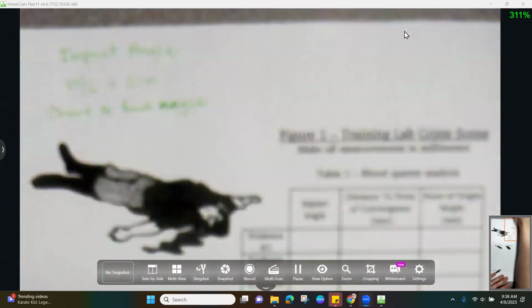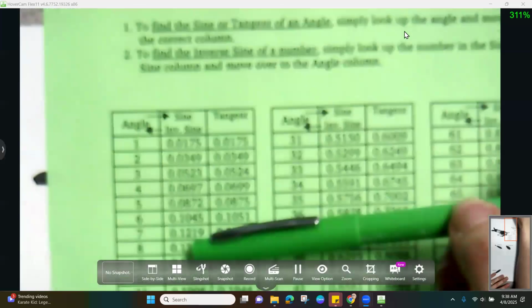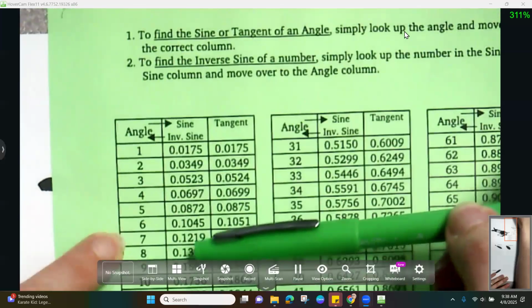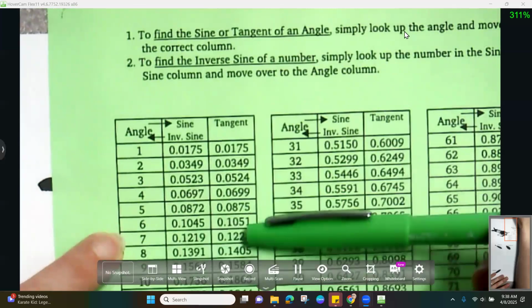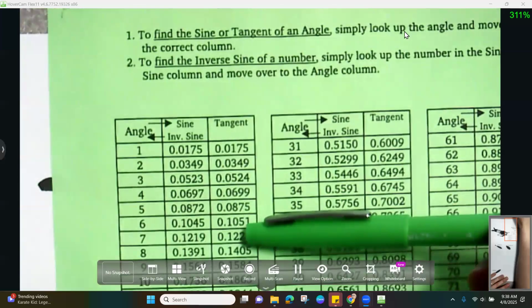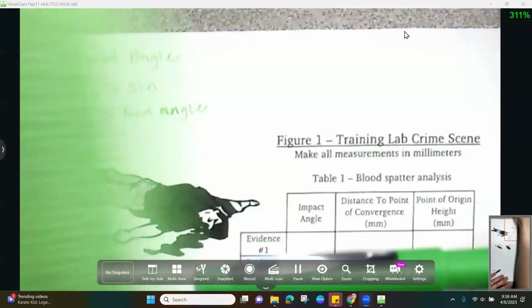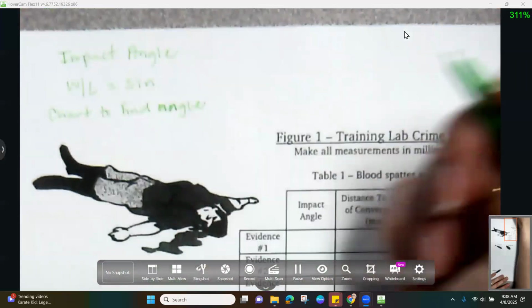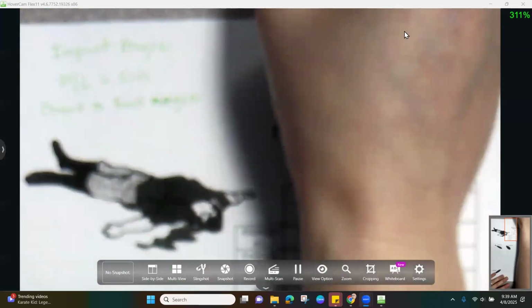We are also going to need tangent for this. So to find the actual angle, you find the decimal that's closest to it on the center column of the table. That tells you the angle itself. You're also going to need the tangent, which is that second decimal on the chart. So we're going to go to the full number today, not to the half. So find the one that's closest. And then our new thing that we're going to do today is the height of point of origin.